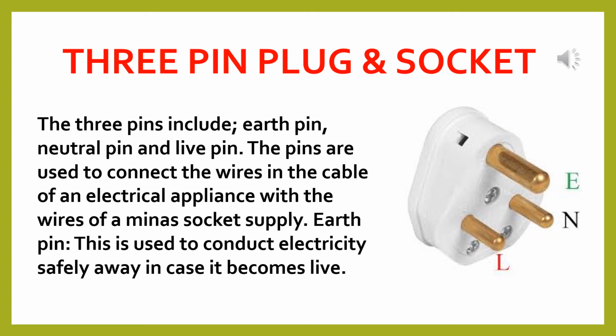Now the next one is the 3-pin plug and socket. The 3-pin plug includes the earth pin, neutral pin and live pin. The pins are used to connect the wires in the cable of an electrical appliance with the wires of the mains socket supply. The earth pin is used to conduct electricity safely away in case the appliance becomes live. See the diagram. Earth pin for E, neutral pin for N and live pin for L. Like this they are located here.